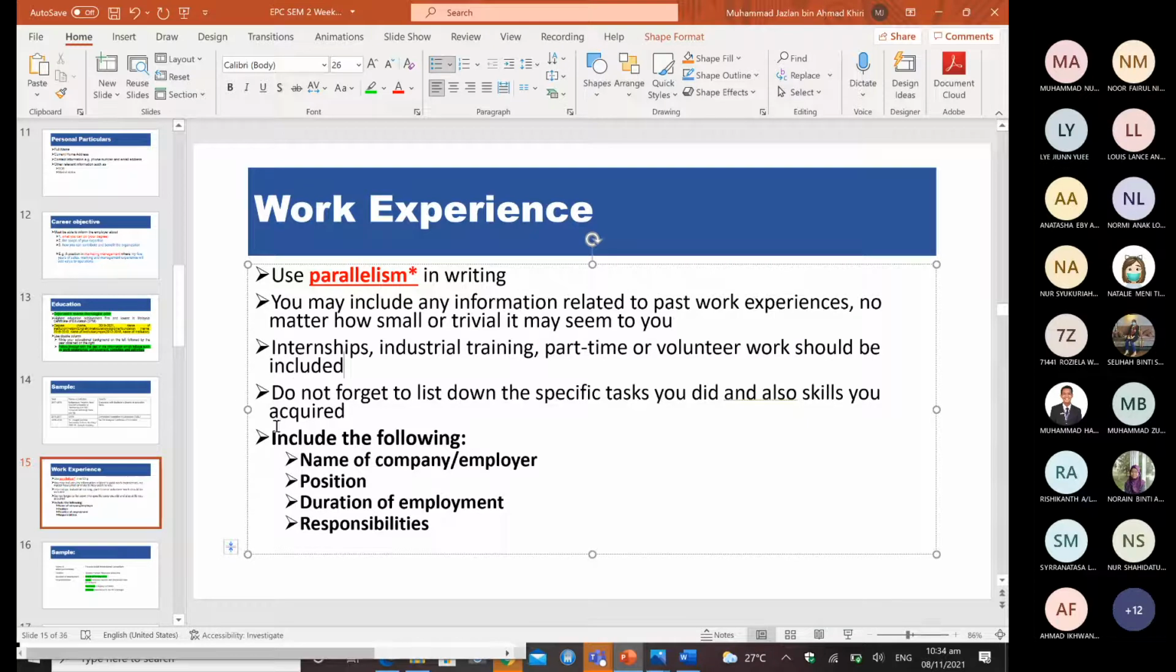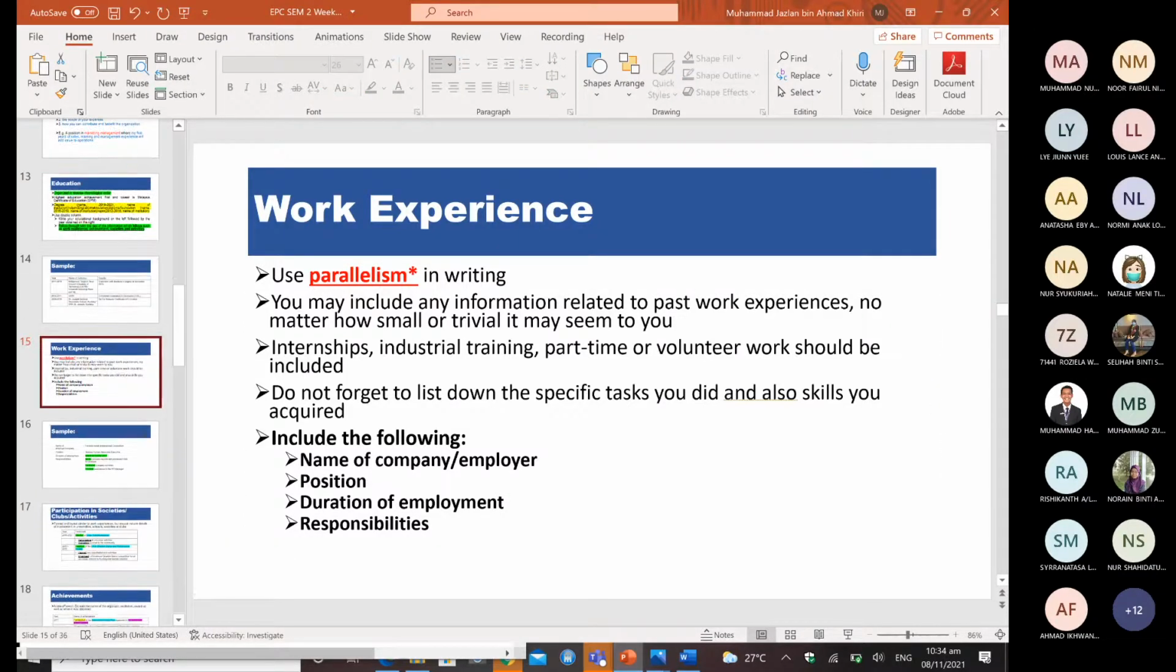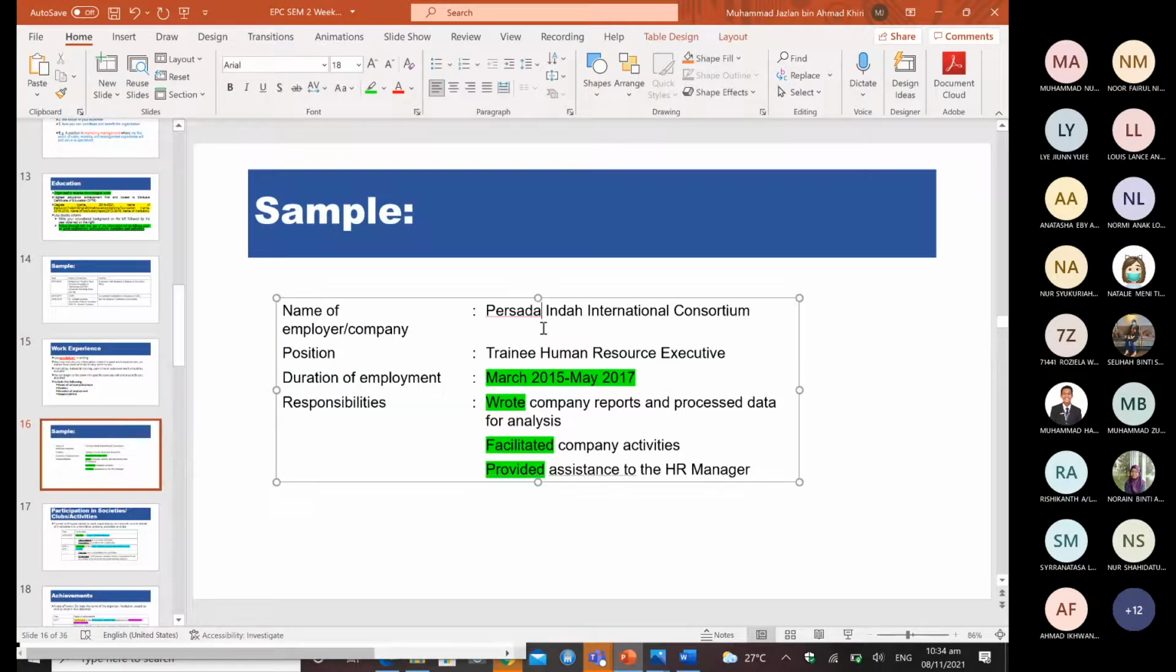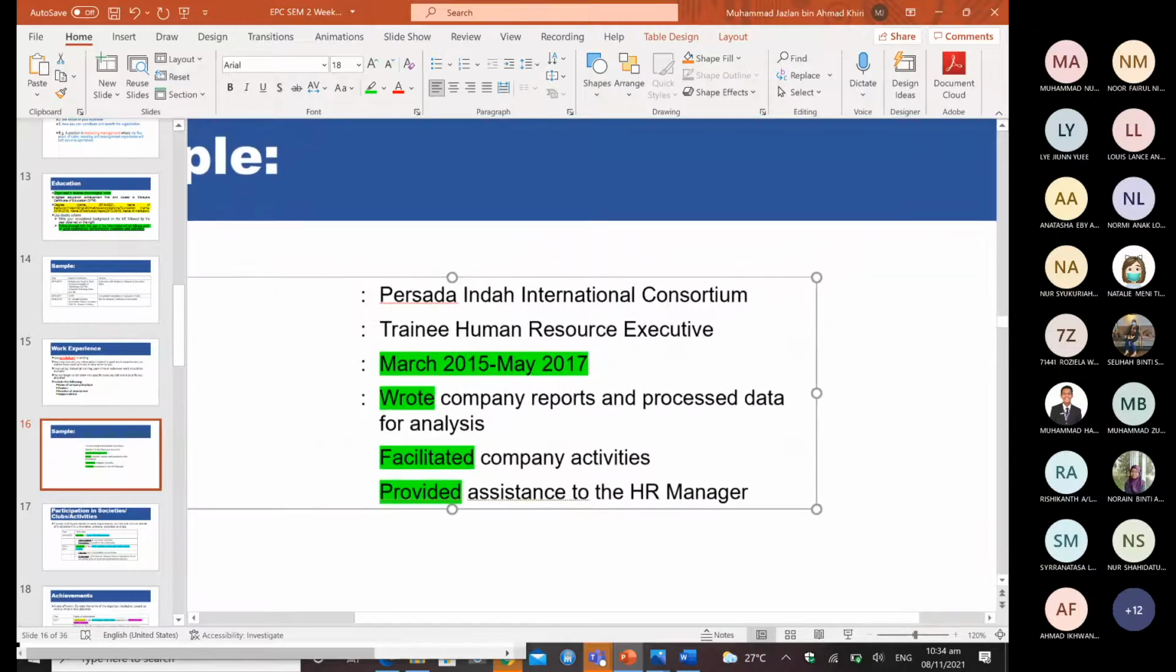And besides that, you need to include your responsibilities for the position. Some of the things you need to include will be the name of the company or the employer, what was your position, how long did you work there, and your responsibilities. Ladies and gentlemen, this is a sample of how it would look, although you have no need to include this part. This part is actually not needed. This is the only important information you need to include under the work experience.